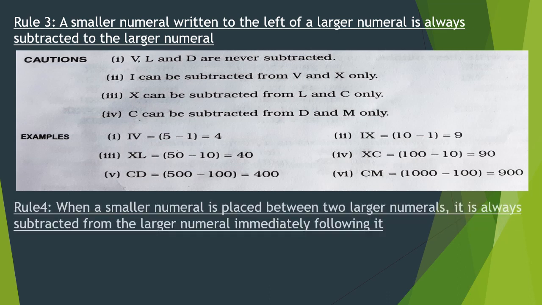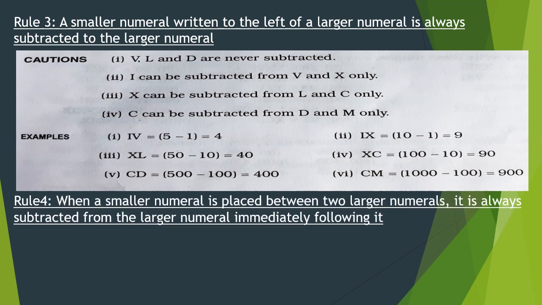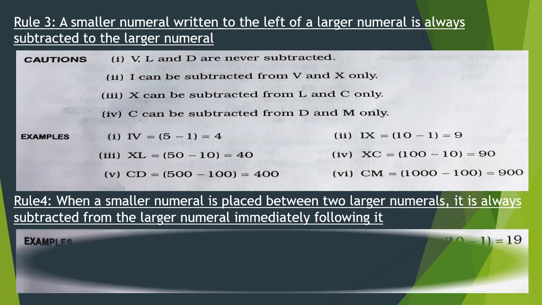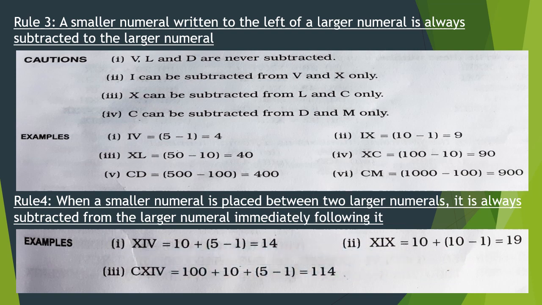Now, the fourth rule says that if a smaller numeral is placed between 2 larger numerals, it is subtracted from the larger numeral which is written after it. Like, let's see example number 1, XIV. X means 10, and now we are considering I and V, which is 5 minus 1, that is equals to 4. So XIV means 14.